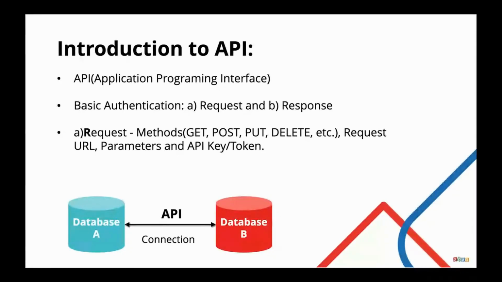Some can create a record or some can delete a record. So you need to use the request URL followed by the parameters. It can be the header, scope, or any additional or optional parameters that you need to add to the API request, along with the most important thing, which is the API key or token to authenticate the API request.